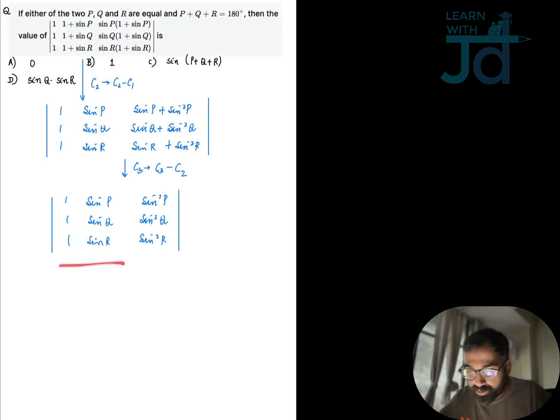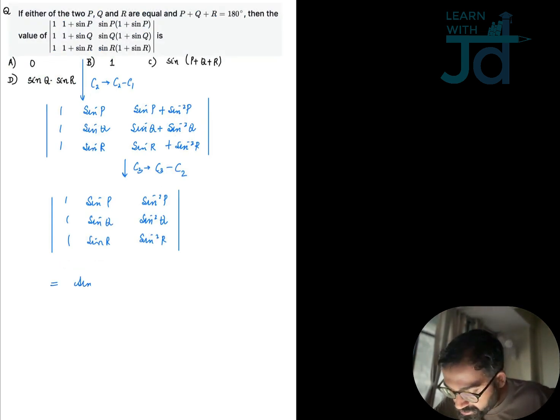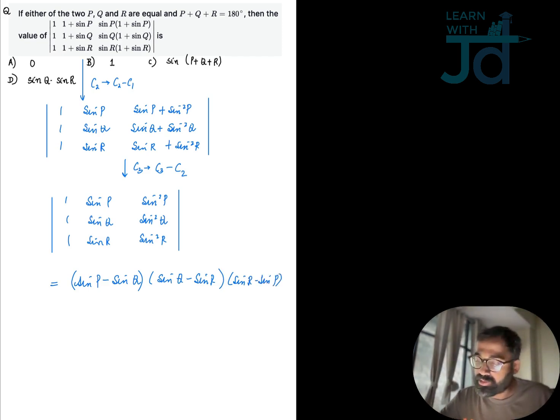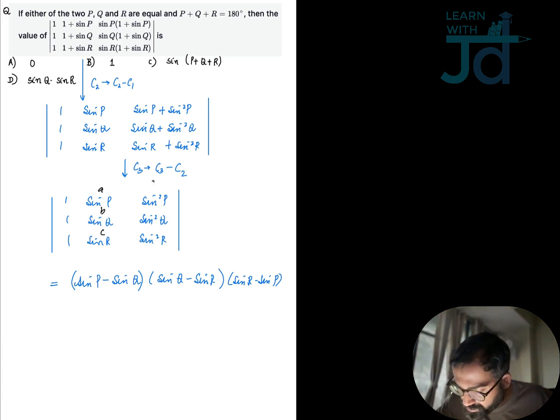So this can be written as sin P minus sin Q, in cyclic order, sin Q minus sin R, and sin R minus sin P. This is written in cyclic order, because this was your A, this was your B, this was C, and this was A square, B square, C square. If you observe, it is A minus B, B minus C, and C minus A.